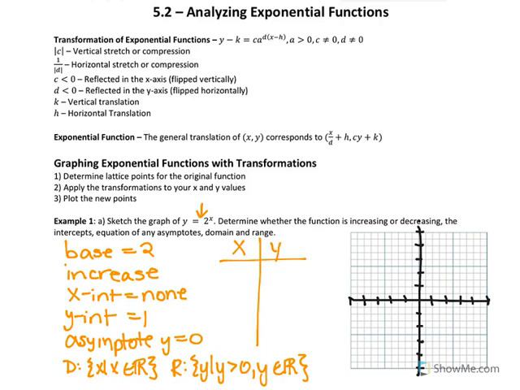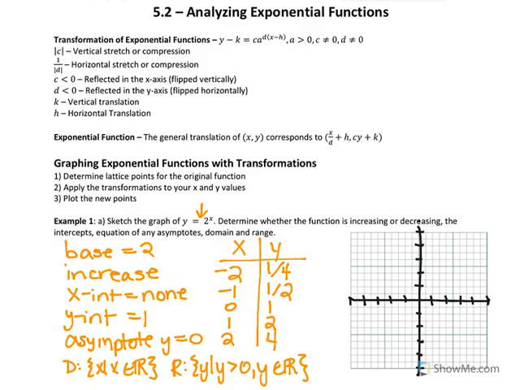So we got x, y, let's do -2, -1, 0, 1, and 2. So pause the video and I want you to figure this out. So you should have got 1 over 4, 1 over 2, 1, 2, and then 4.